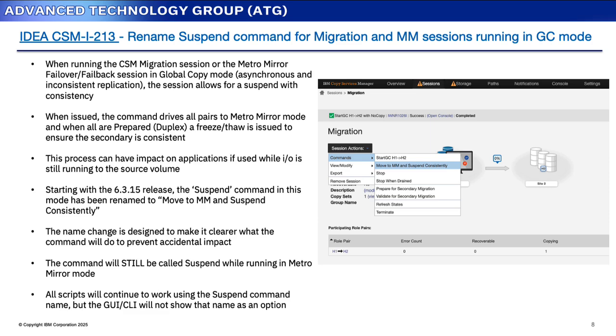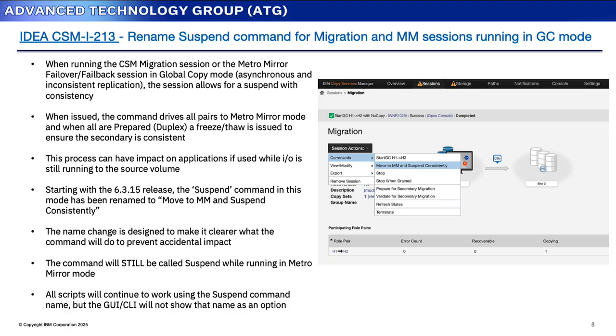And the way it does this is it drives all the pairs first to Metro Mirror mode, so that is the synchronous copy solution. And then once all those Metro Mirror pairs, or what were previously global copy pairs, go from that global copy state to a fully duplex state, or prepared state in CSM terms, CSM will automatically do a freeze and thaw to get consistency.